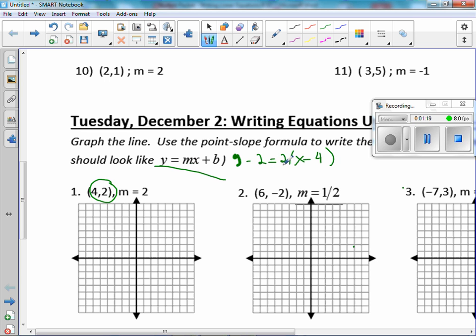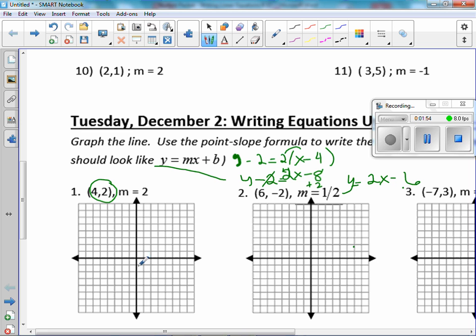So y minus 2, we're going to distribute, so that's 2x, it looks like a 4, 2x minus 8. So you have y minus 2 equals 2x minus 8. Now I'm going to go plus 2 on both sides, getting rid of that. So we're going to add 2 to the 8. So that answer is y equals 2x minus 6.